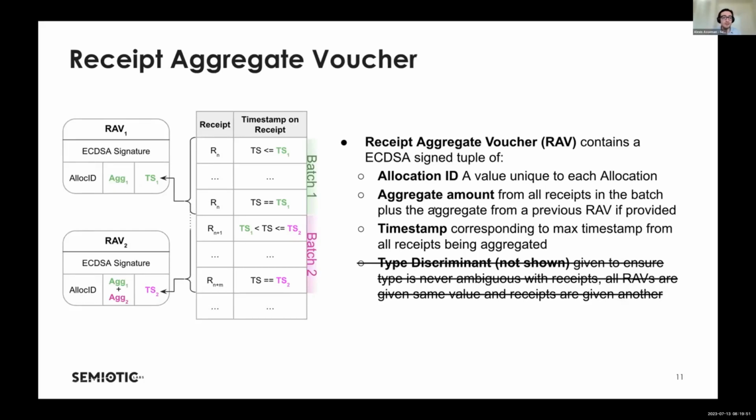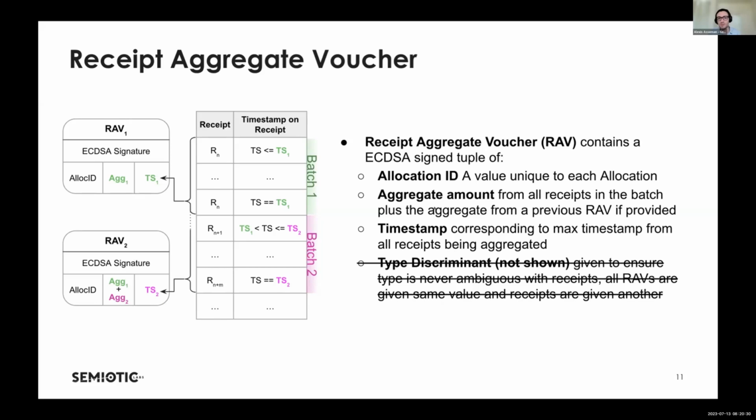Okay, and the receipt aggregate voucher contains a data packet that is just the allocation ID, an aggregate value, and a timestamp. The timestamp is to prevent older receipts from being re-included in a later aggregate. Let's say you have the first RAV of your allocation. You will just submit the receipts that you've received up to a certain timestamp.